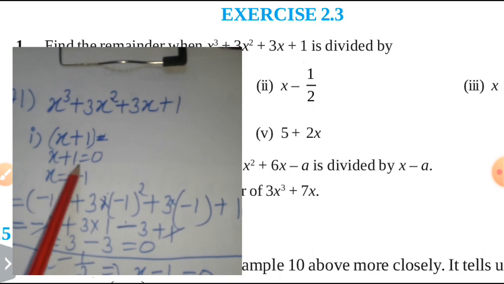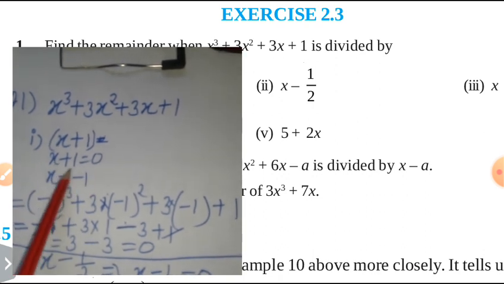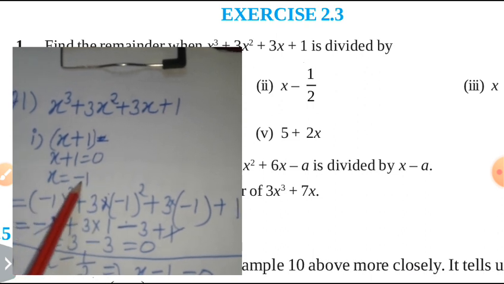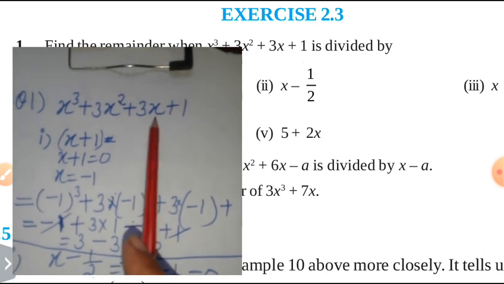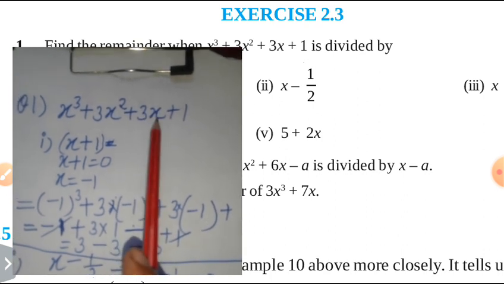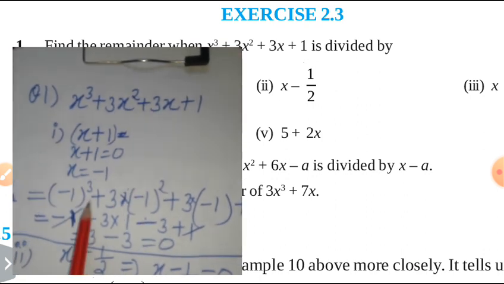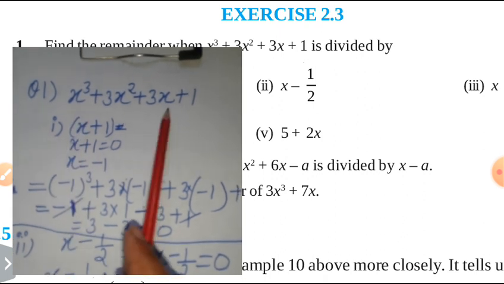So what process will you follow? See, first you will make this 0: x plus 1 equal to 0, then x equal to minus 1. You will substitute minus 1 in this polynomial. Whatever the answer will be, this will be the remainder. This will be the final remainder. So we will substitute minus 1 in the place of x in the whole expression.